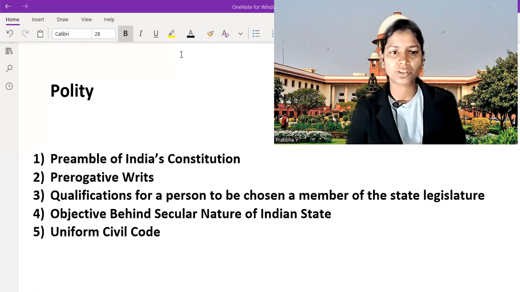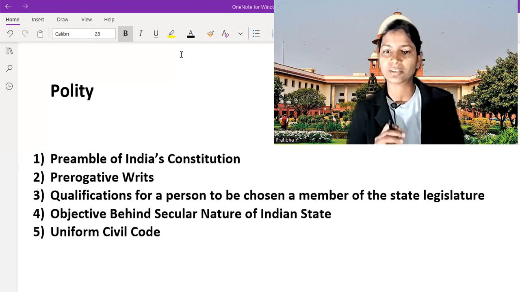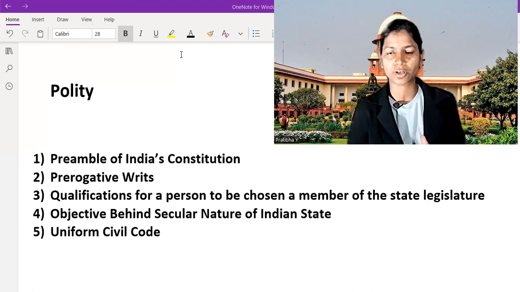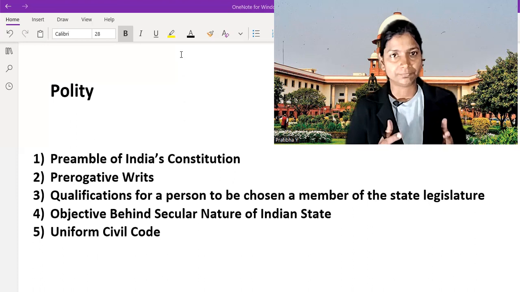Okay. Next one is the qualification for a person to be chosen as a member of the Legislative Assembly. What are the qualifications a person must possess if he or she wants to be elected to the Legislative Assembly or Legislative Council? Fourth one is the objective behind the secular nature of the Indian state. We know that different types of religious communities are living in our country. So what is the objective behind the secular nature of the Indian state?